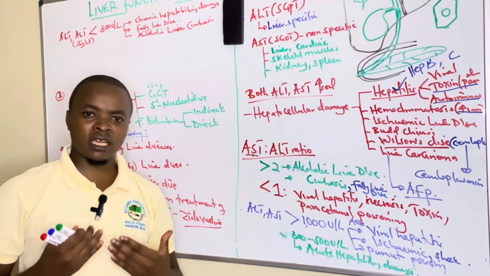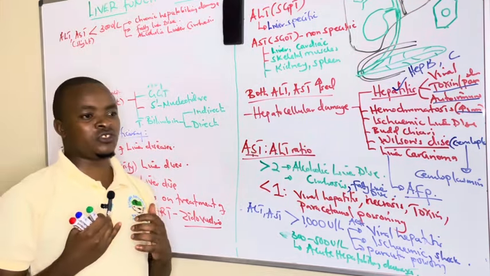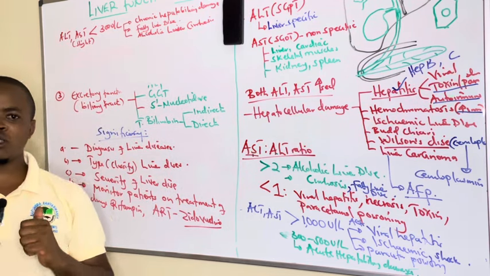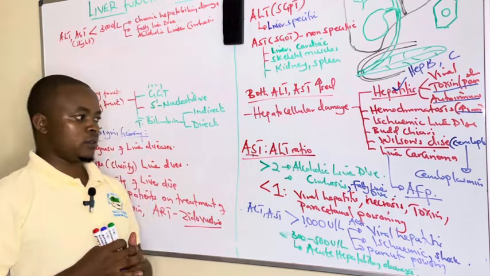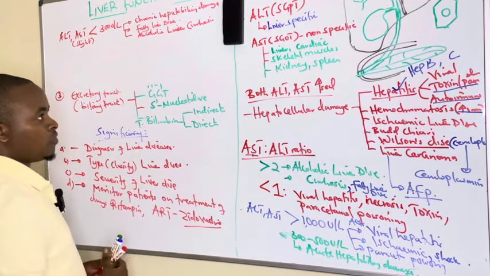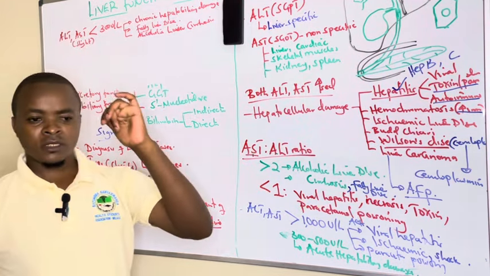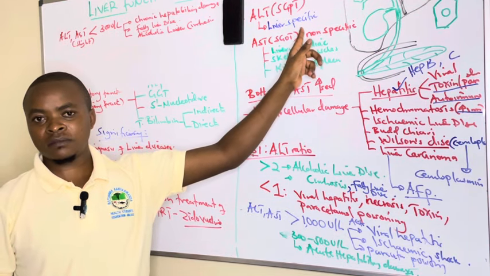And that's why we normally say that to confirm someone has hepatitis or liver damage, the results should be at least 2 times higher than the upper limit. So this is what we can discuss about ALT and AST. We have seen the one which is liver specific is ALT.